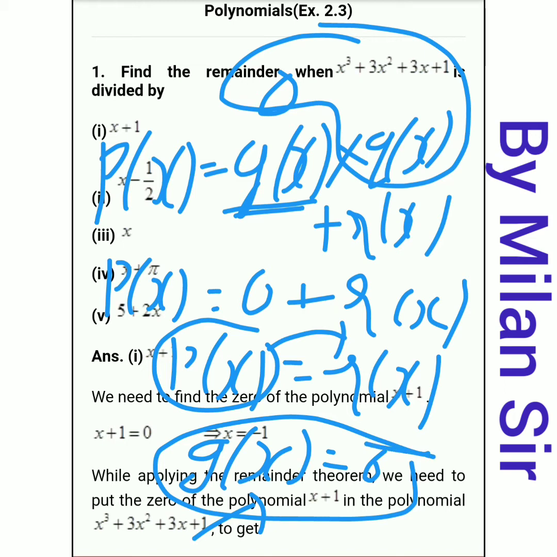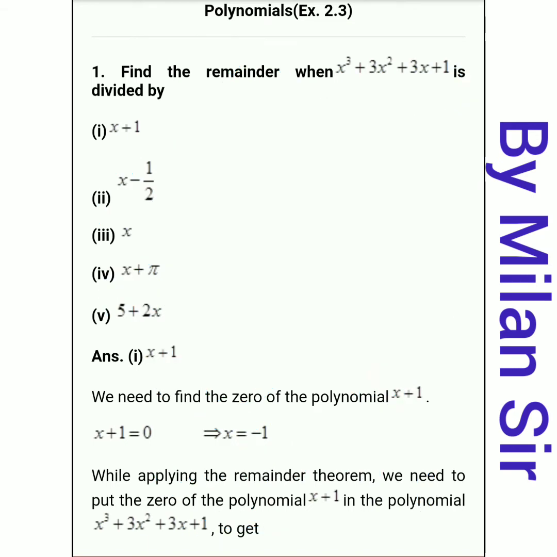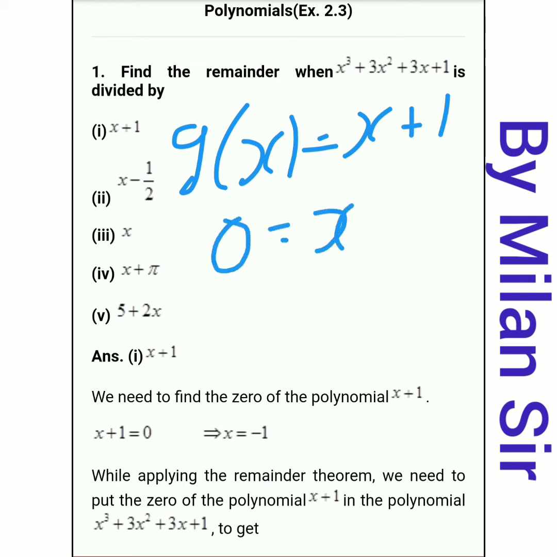Now, for G of x equals 0, what do we need to do? In exercise 2.2 question number 4, we found the zero of a polynomial. There we wanted p of x equals 0, so we directly put p of x equals 0 and found the value of x. We need to do the same thing here. In question number 1, your g of x is x plus 1. You want your answer 0, so put g of x equals 0 and find the value of x.